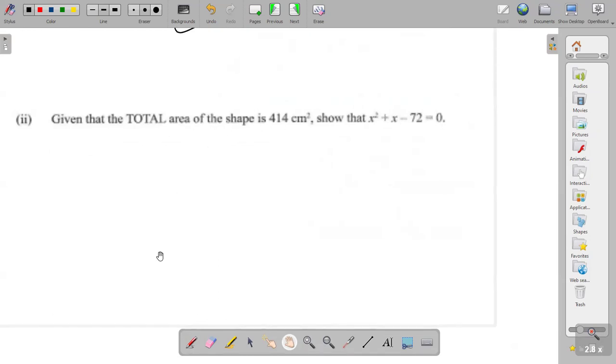What words are the important words here? What words do you think are very important in this question? Total. That means at some point you've got to add. Very good. Everybody agree? Once you see the word total, it means you must be adding somewhere. What other word is important?